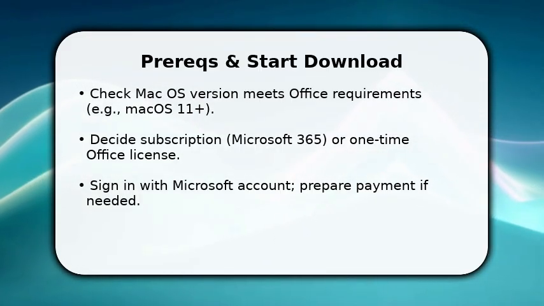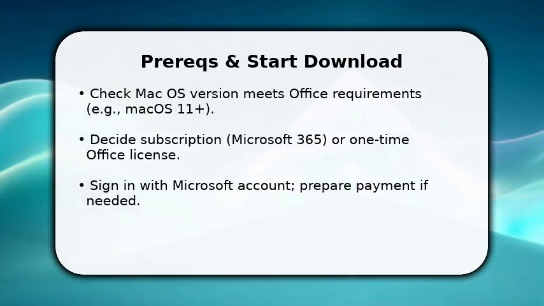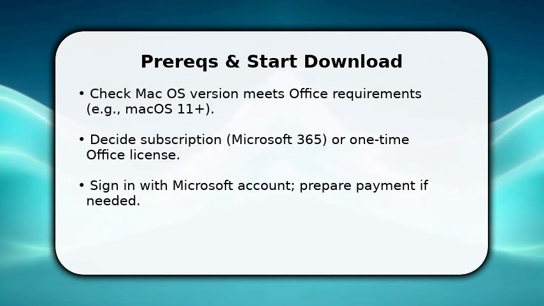Next, sign into your account at Microsoft.com or the Microsoft site and locate your Office product. Click the download button and save the installer to your Downloads folder so you can move immediately.